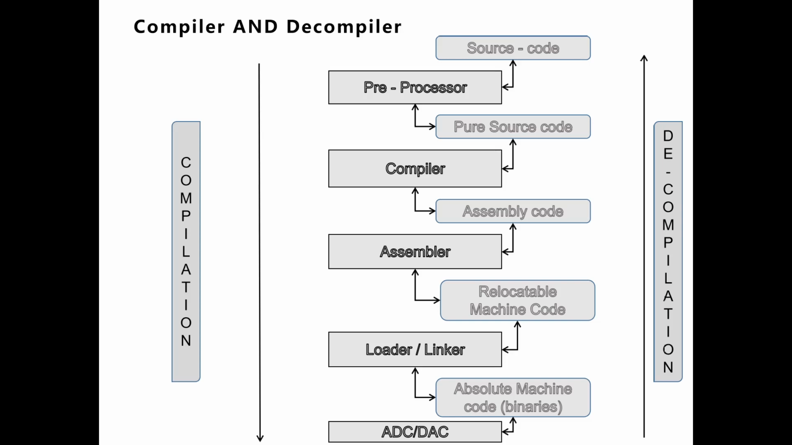And just the vice versa, if we run from bottom to top, that is the decompilation process. So the decompilation process comes into the picture when you provide some input. You press some keys on your keyboard, so you provide an impulse, and that impulse is then converted into some form of machine code that the assembler understands, and then the assembly code, and then the compiler understands. So this is how the compilation and decompilation process goes.